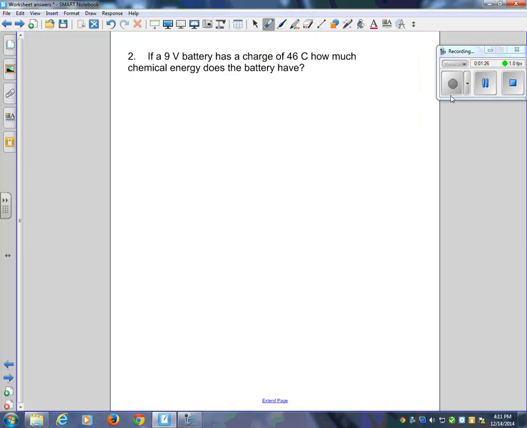Looking at question number 2 now. If a 9-volt battery has a charge of 46 coulombs, how much chemical energy does the battery have? Let's write out what we know. The voltage is 9 volts. The charge is 46. Q equals 46. How much energy does the battery have? E is our question mark. Write the formula. V equals E over Q. The E version of that is E is equal to Q times V.